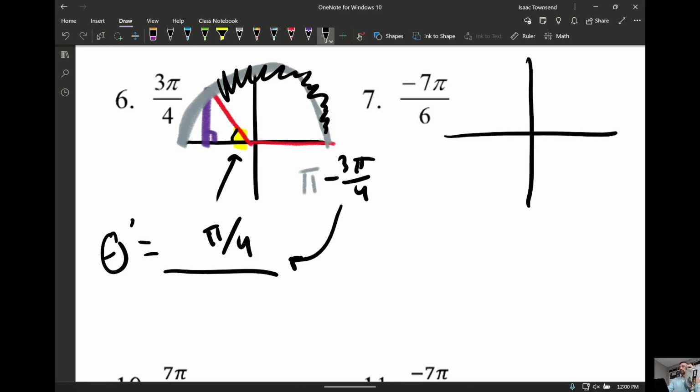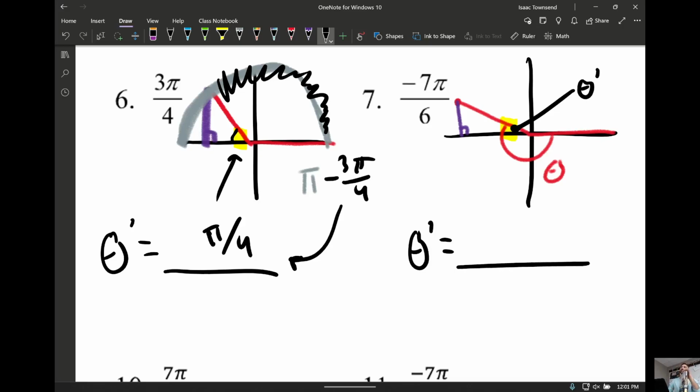Okay, and then negative 7 pi over 6, one more before I let you try them in 2 different sets. Again, you don't have to be super accurate, but you better do enough to figure out that it lands in quadrant 2. This is what we call theta. After we draw in the reference triangle, this little piece of it is theta prime. That's the reference angle. That's the one we're going to ask you for the size of.